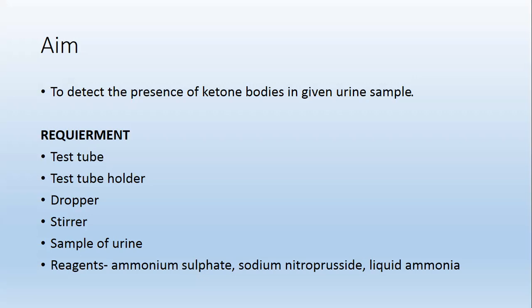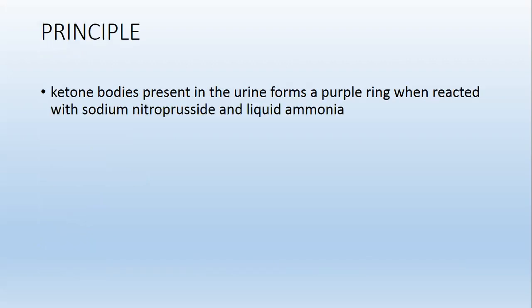Requirements for this experiment are test tube, test tube holder, a dropper, a stirrer, sample of urine, and reagents, which are ammonium sulfate, sodium nitroprusside, and liquid ammonia. Now principle: ketone bodies present in the urine form a purple ring when they react with sodium nitroprusside and liquid ammonia.